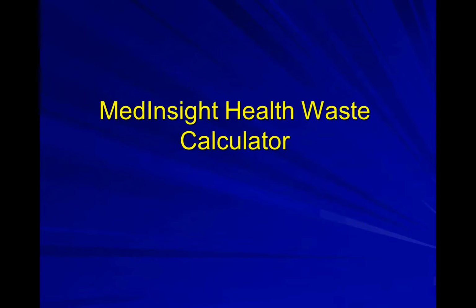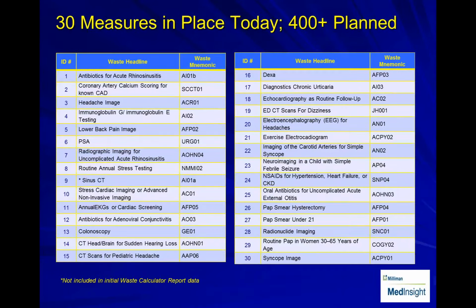So to give you a very quick smattering of the health waste calculator, what Milliman has done is they've taken a number of waste categories, and I just have 30 here, but you can see some of the ones. For example, if you look at 14 and 15, you'll see those are related to CAT scans. Colonoscopy 13, just to be clear, colonoscopy is a high-value service in many settings. This one will be in a very specific type of patient based on age ranges, for example, giving a colonoscopy for somebody who's very old.